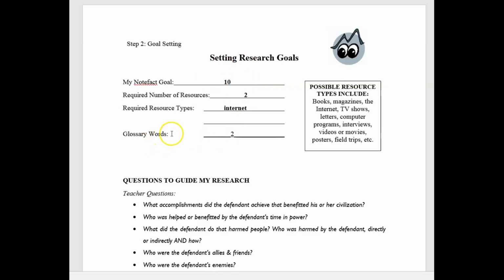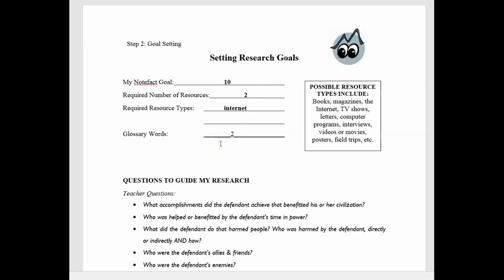Now, glossary words, I will talk a little bit more. You want 2 of them. These are, you can think of them as vocabulary words. Okay, so these are words that for your particular person that you're researching and your time period in history would be important, right? They would be really relevant. There are some things that happen at certain periods in time, and those vocabulary words are kind of embedded in the history. And so you're looking for 2. And you're going to list the word and the definition, okay?